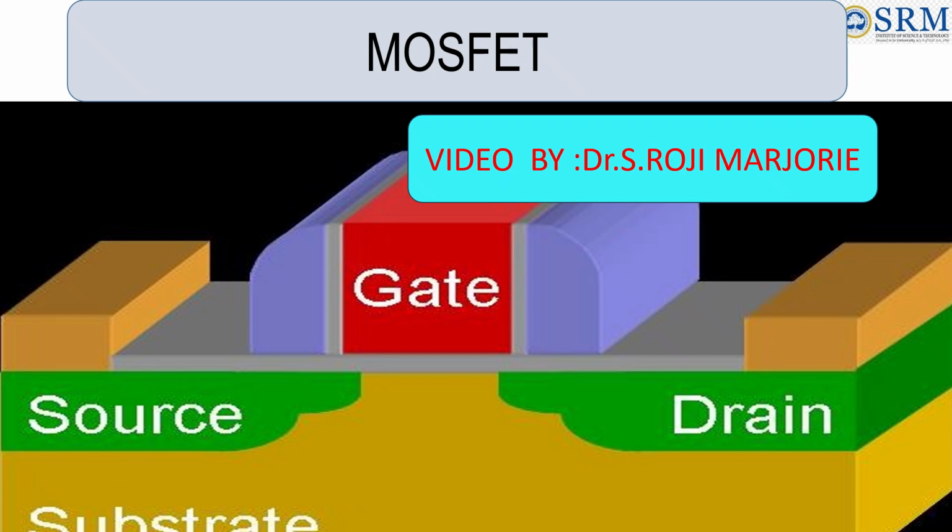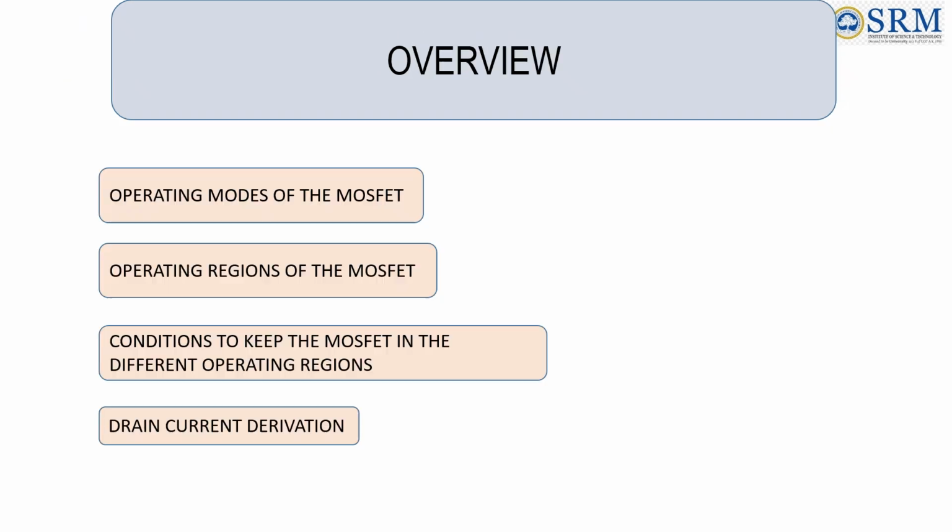Welcome to yet another session on MOSFET. In this session, we'll discuss the different operating modes of the MOSFET, operating regions of the MOSFET, the conditions required to keep the MOSFET in the different operating regions, and a derivation for the drain current. The drain current will be derived in the linear region and in the saturation region.